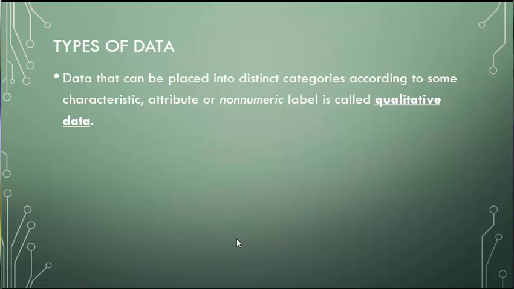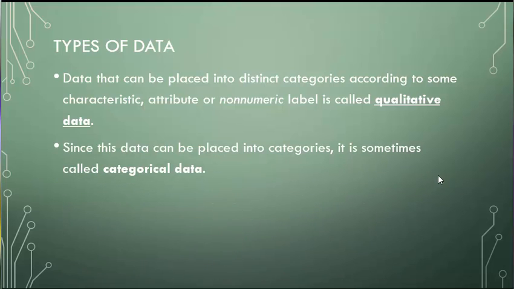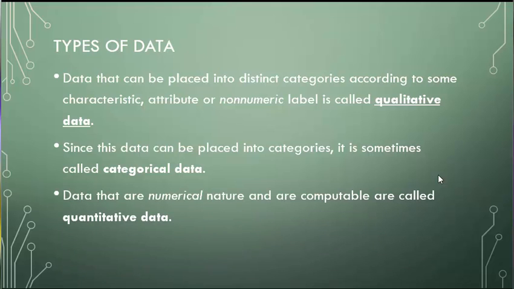That's called qualitative data. I guess the more contemporary term for it is categorical data, because it's data which can be placed into categories and we can count how many of each of them there are. So that's going to be our focus here in this section, categorical, or in other words, qualitative data. Then in section 7.2, we'll take a look at what happens when we have numerical and computable data, and that's called quantitative data.